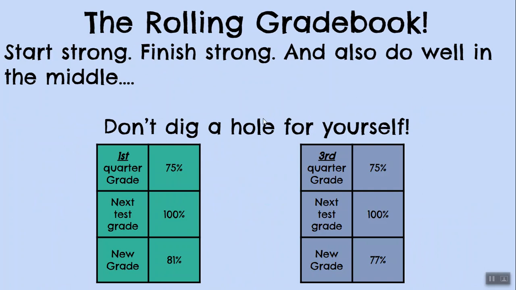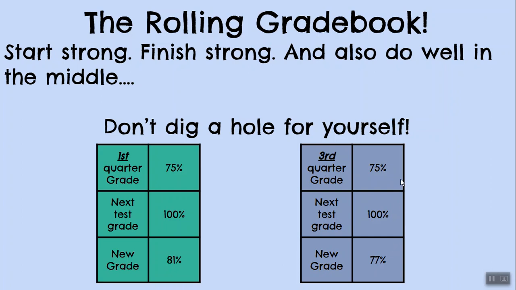Actually, the rolling gradebook in general is very difficult to dig yourself out of a hole when you initially start off poorly. Let's say a student starts off with a 75% or a C after the first quarter. The next test, if you do very well on that test and get 100%, the student can climb up 6% all the way up to a B. If you wait until the third quarter to try to fix your grade, if you still have a C there and you really want to be higher, it's much tougher to climb out of that. The next test grade will only give you an extra 2%, keeping you at a C.